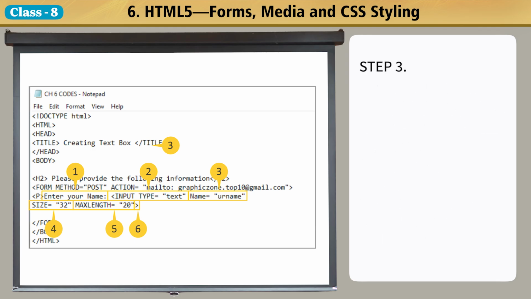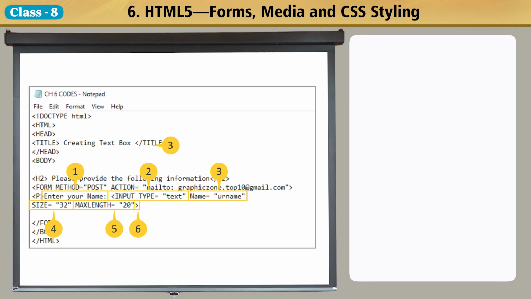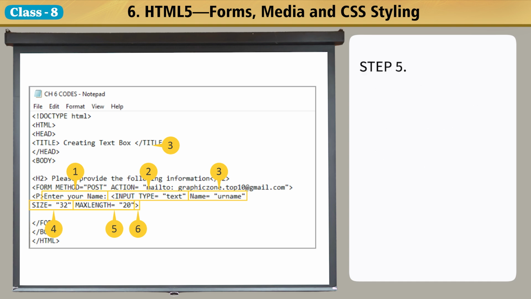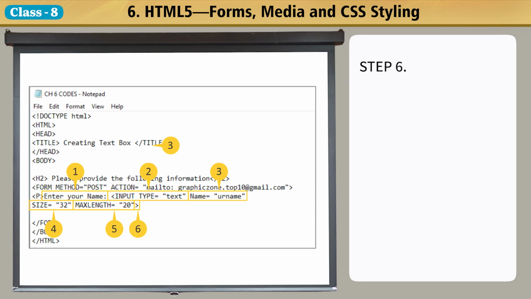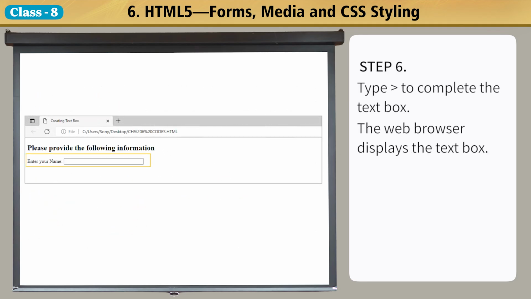Step 3. Type with a word that describes the text box. Then press the spacebar key. Step 4. To define the width of the text box, type with the width to use for the text box. Step 5. If we need to define the maximum number of characters that a visitor can enter in a text box, type with the maximum number of characters. Step 6. Type to complete the text box. The web browser displays the text box.